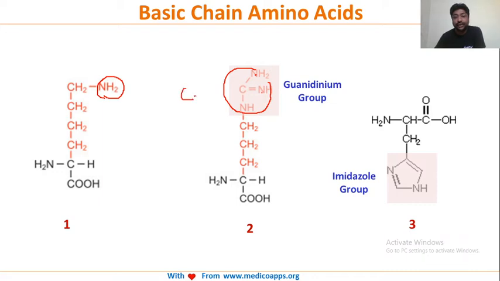So what is the guanidium group? It is a carbon attached with 3 nitrogens. Very beautiful. Carbon attached with 3 nitrogens is the guanidium group. And this is an imidazole group. Imidazole group is basically an aromatic group with 2 nitrogens. So what are these amino acids?